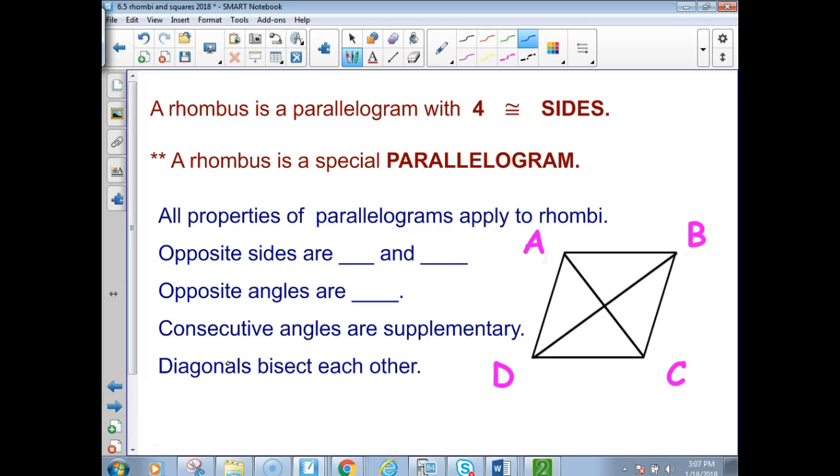I think you have a couple of, do you have all this to fill in? Or do you just have rhombus is a parallelogram with 4 congruent sides? I think this is the top of the worksheet. I'm just going to glance at the worksheet.